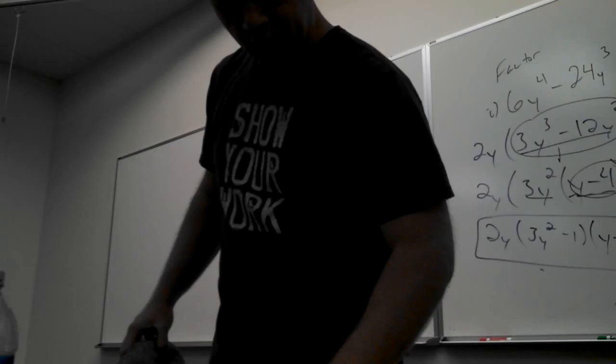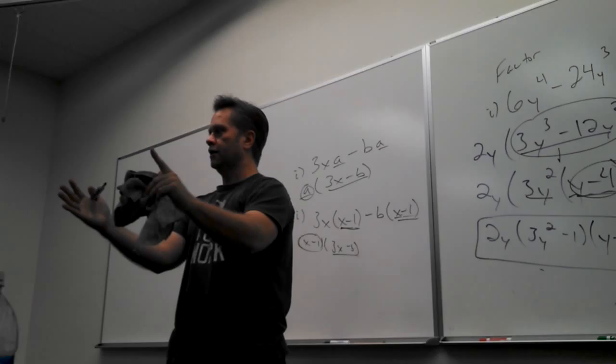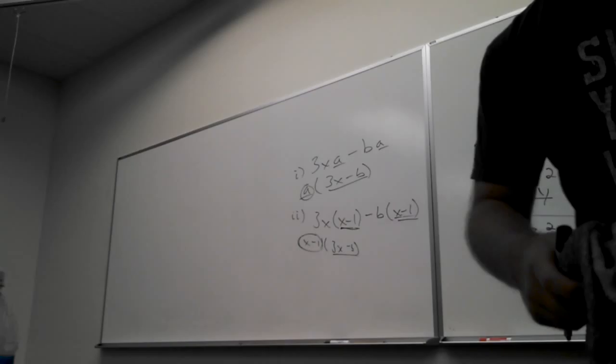So that's kind of where we got to yesterday, was grouping. So today what we're going to do is this. We've talked about GCF. We've talked about what if it's 4 or more terms. Now we're going to talk about what if it's 3 terms, and then what if it's 2 terms. So basically it's all based on how many terms there are. So let's talk about 3 terms, and let's build up to that.